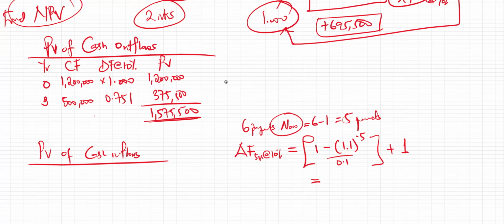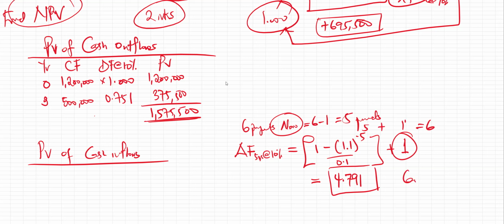So I do 1.1 raised to the power minus 5 on my calculator, and I get 0.621. Then 1 minus the answer gives 0.379. Divided by 0.1, I get 3.791. Then I add 1 to it and end up with 4.791. That is my annuity factor, because I added 1 to it. This is for 1 year, this is for 5 years, making 6 years. Do you get it? Because it's 5 years, then 1 year, making 6.